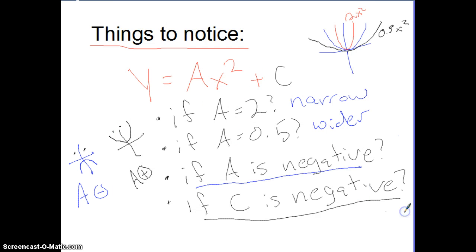And now let's make c negative, the y-intercept negative. Okay? So what happens if c was negative? The parabola was moved down. The whole parabola was moved down.